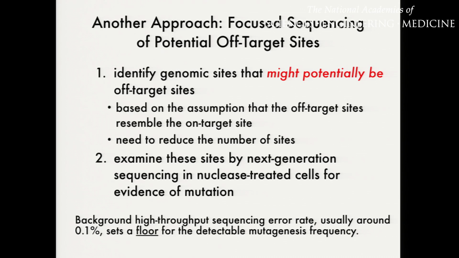One fundamental limitation here is that there's a background technical sequencing error rate. It's usually around 0.1% for next-generation sequencing technologies. And so that really sets a floor for the mutation frequencies that you can actually detect.